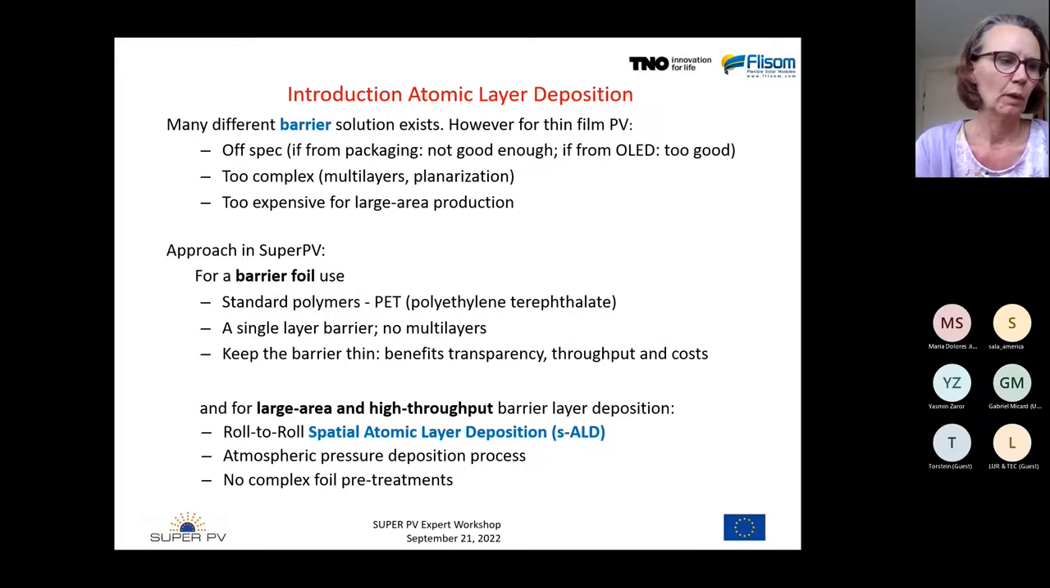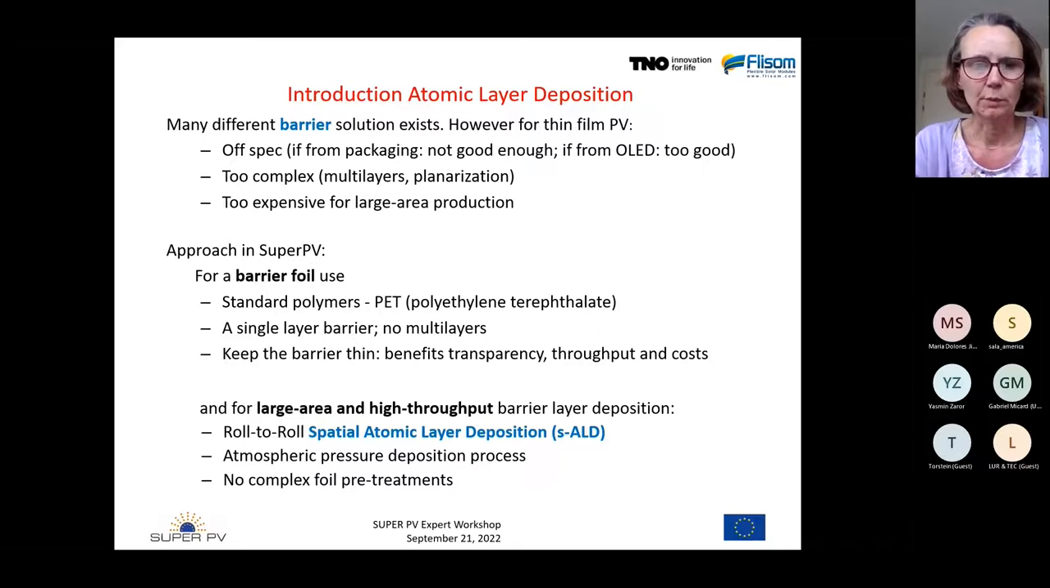Now let's explain why we want to use ALD and what it is. So many different barrier solutions exist. However, if you want to use them for thin film PV, they are often off spec. If it comes from some packaging solution, it's usually not good enough. If it comes from organic light emitting diodes, OLEDs, it's most of the times too good a barrier, so too expensive. They are also often too complex because they consist of multi-layers and they need planarization layers, or they are too expensive for large area production.